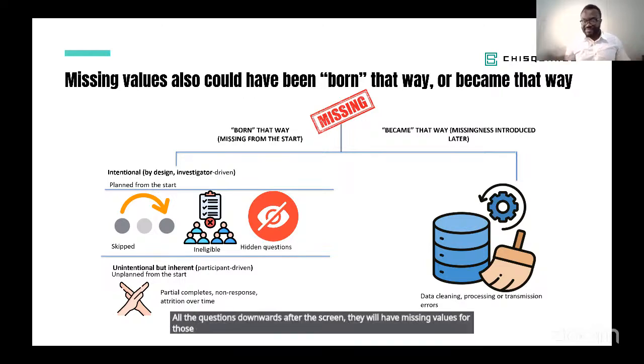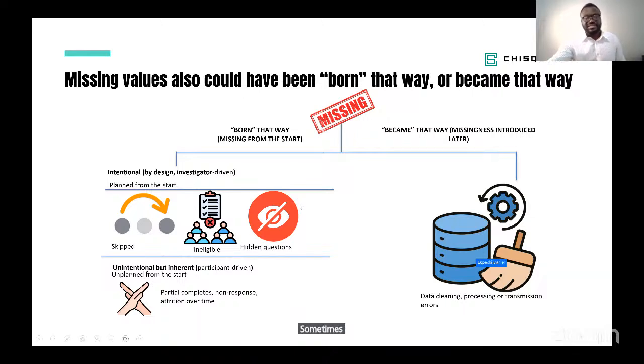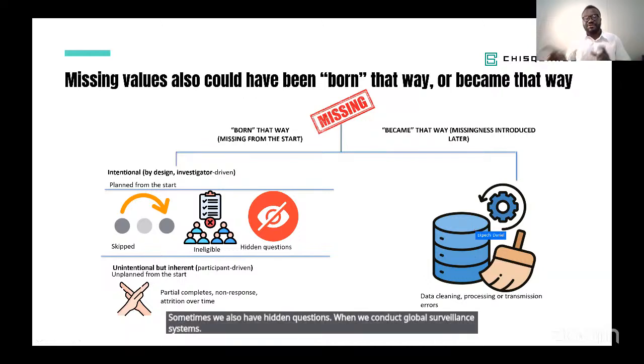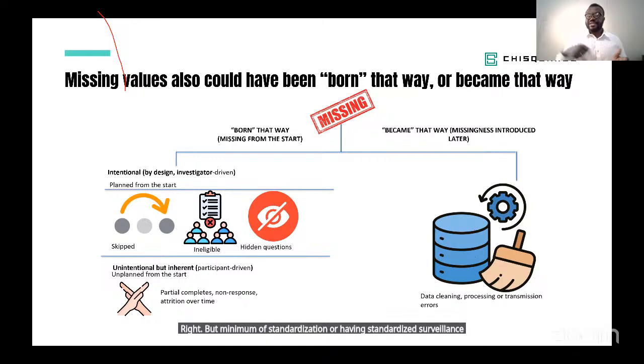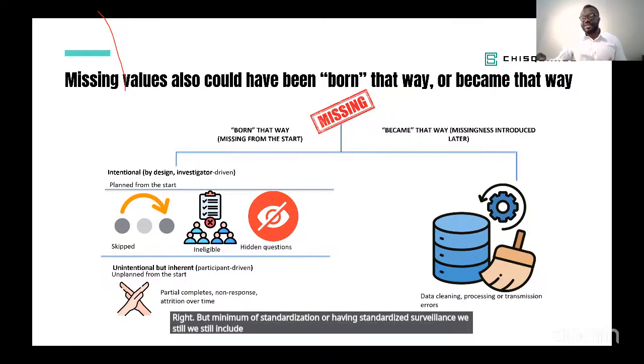But now that's fine. This is by design. Sometimes we also have hidden questions. When we conduct global surveillance systems, sometimes some questions are not relevant for some countries, right? But in the name of standardization or having standardized surveillance, we still include them in the questionnaire, but we don't allow people to see them.